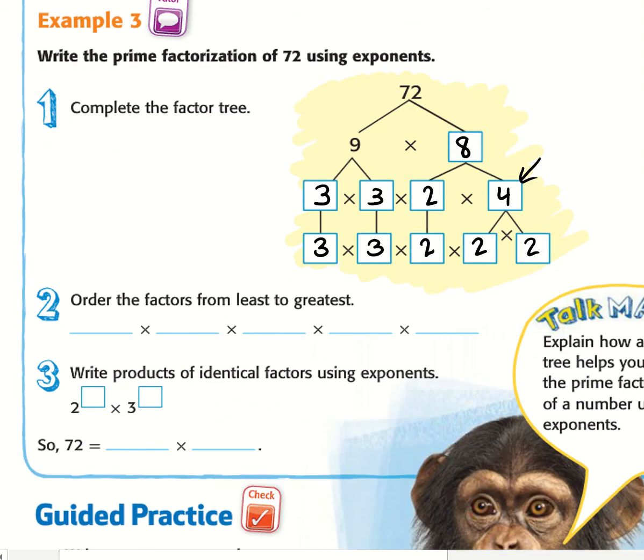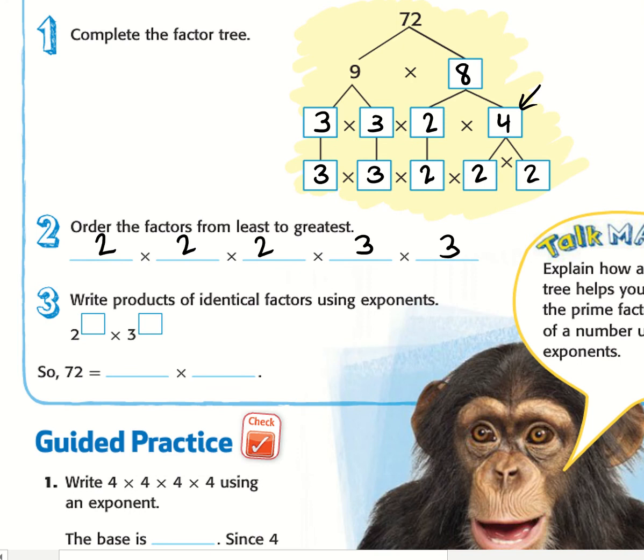So now we have to order the factors from least to greatest. So you have 2 times 2 times 2 times 3 times 3. And now, instead of just leaving it like this is when we're going to use the exponents. Now we have 3 2's. So we're going to have 2 cubed, or 2 to the third power. We have 2 3's, so this is going to be 3 squared, or 3 to the second power. So 72, the prime factorization, is now going to be 2 cubed times 3 squared.